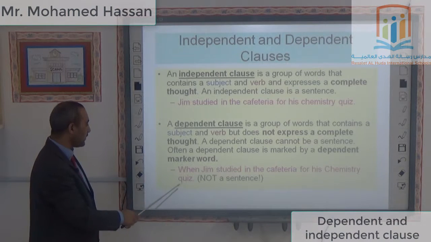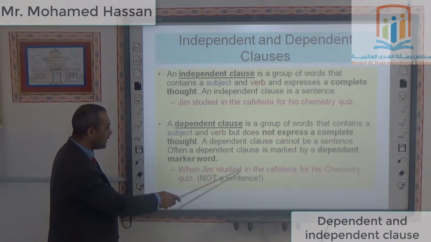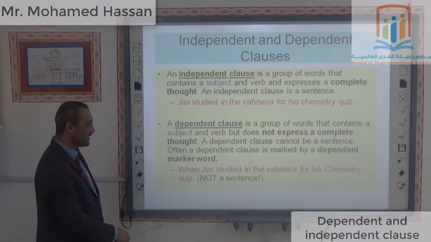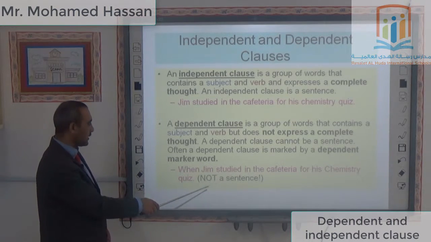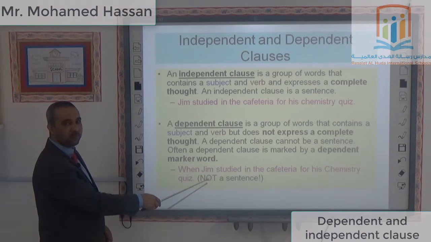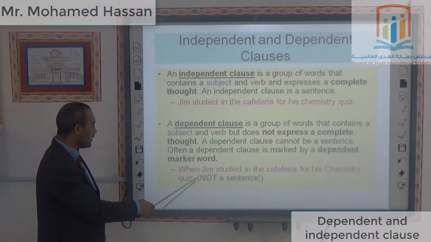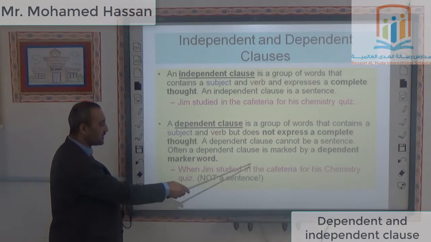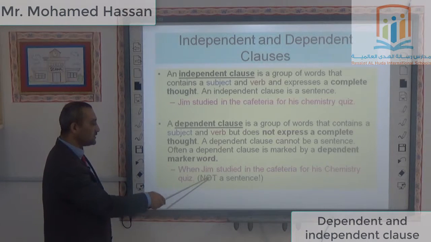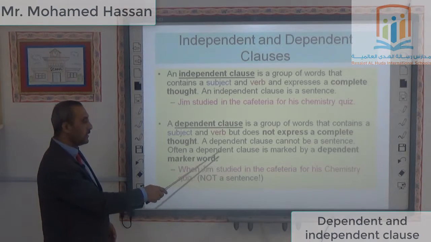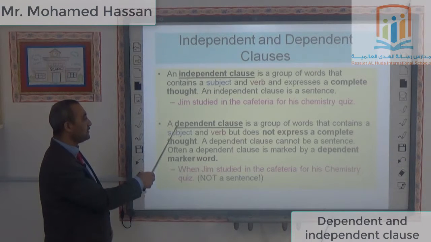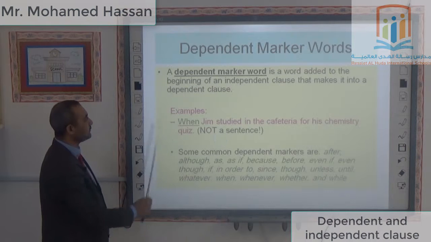Look at this example. When Jim studied in the cafeteria for his chemistry quiz, this is not a sentence, okay? So we call it a dependent clause. It doesn't give you a complete meaning. Can you say, when Jim studied in the cafeteria for his chemistry quiz? Okay, it doesn't give you a complete meaning, so it's not a sentence, and it's a dependent clause.